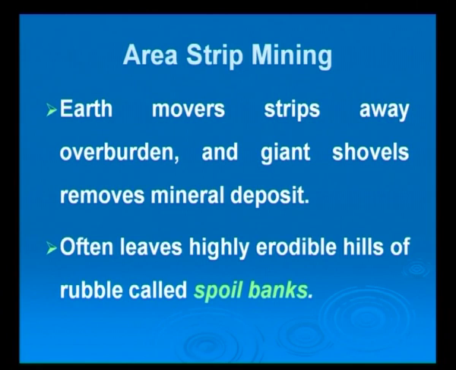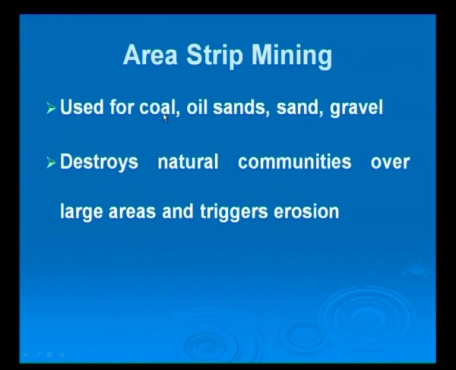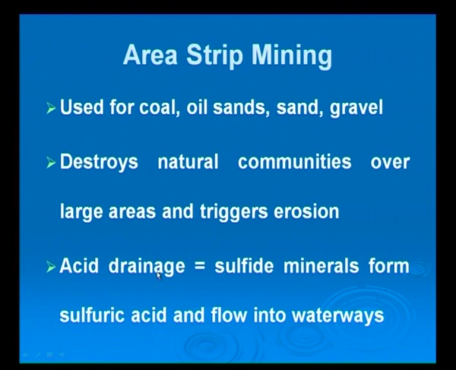And what is the major problem of this? After the mining is over, a huge amount of waste material and erodible hills of rubble are left, called the spoil banks. And so, this is the disadvantage of this kind of mining. And generally, it is used for coal, oil sands, sand, gravel, and it destroys the natural communities over large areas and triggers erosion. And the acid drainage, that means the sulphide minerals form sulphuric acid and flow into waterways.